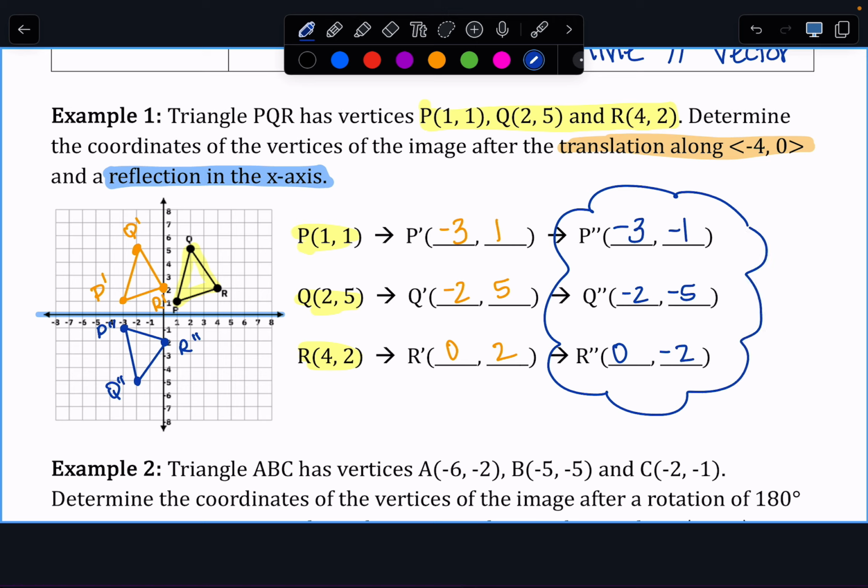And that is our image. It looks kind of like a triangle. It should. Yeah.